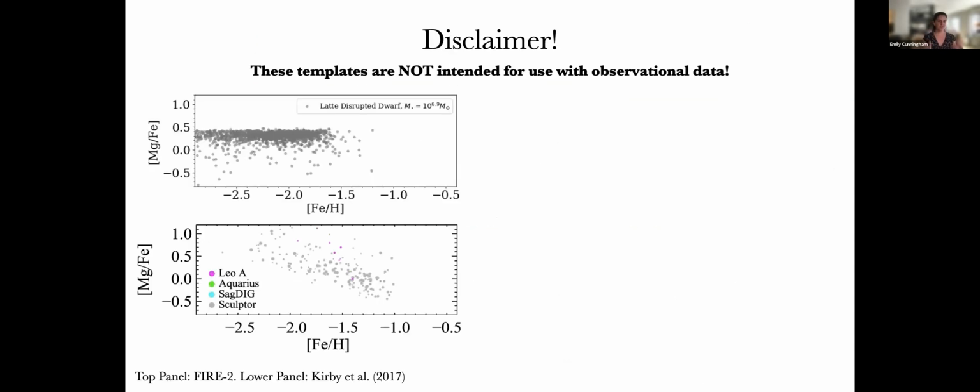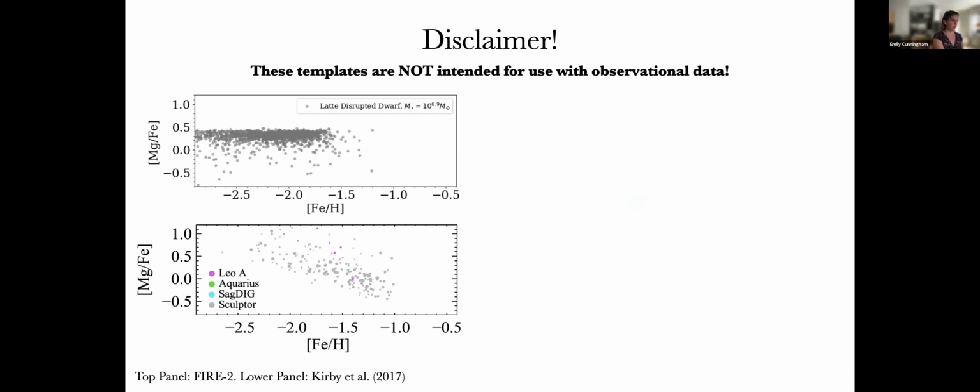I also have to have a disclaimer here. I don't know if there might be some observers in the room who are looking at these distributions and see that they look kind of weird compared to what we see in the data. So these templates are not intended for use with observational data. And so just to emphasize that, here I'm showing you an abundance distribution for a disrupted dwarf in Latte, compared to one of similar stellar mass, Sculptor, in the observations, and you can see that they look super different.